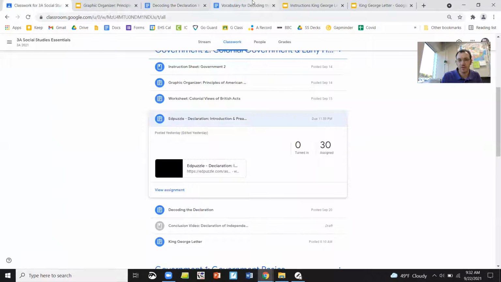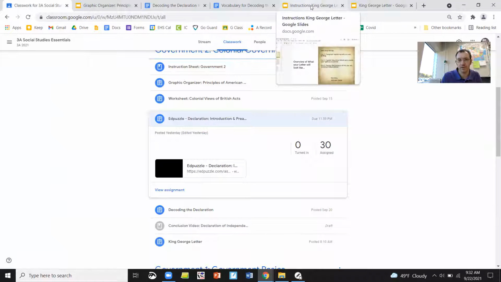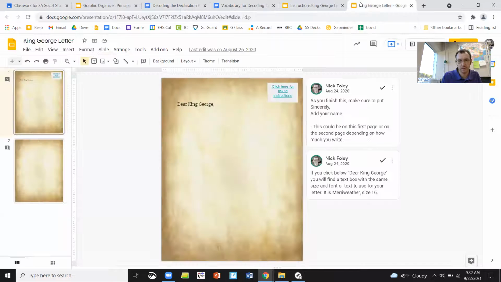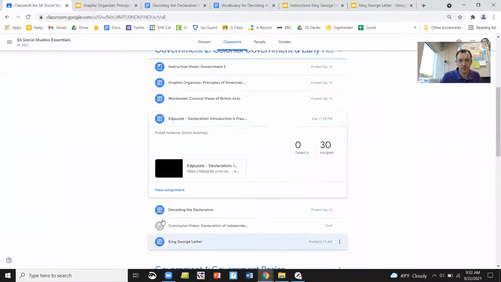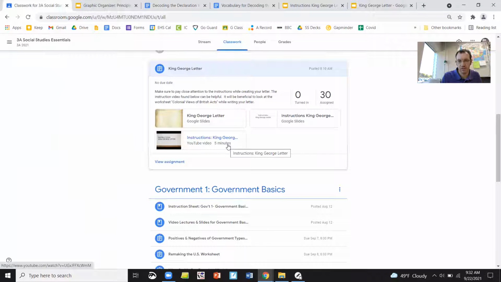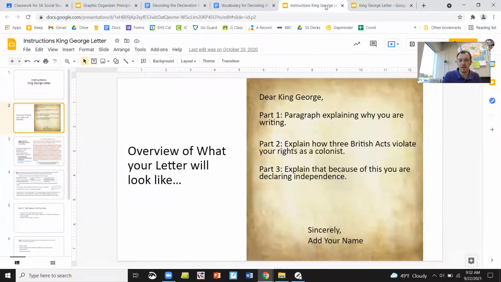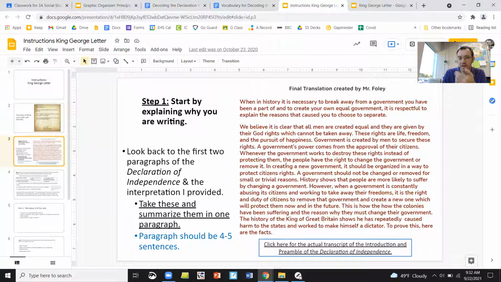So the King George letter, after we finish talking about the declaration, will look like this. And if you look in Google Classroom, there is instructions. I have a little instruction video. I have instruction slides. But basically what the kids are doing is they're doing 3 paragraphs. The first paragraph, they're going to take my translation of the intro of the declaration, the preamble, which is right here. They'll have a copy as well. And basically summarize that in 1 paragraph. What are the colonists trying to say at the beginning?